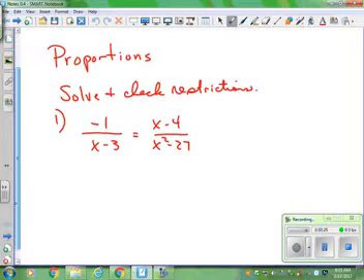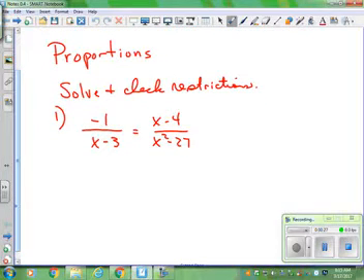The other thing you need to do is make sure that you check your restrictions. So we're going to start with that. You take each denominator and you set it equal to 0 and you solve. And if the answer comes out 3, that would make this denominator 0 and that would make the whole function undefined. So we don't want it to be 3.